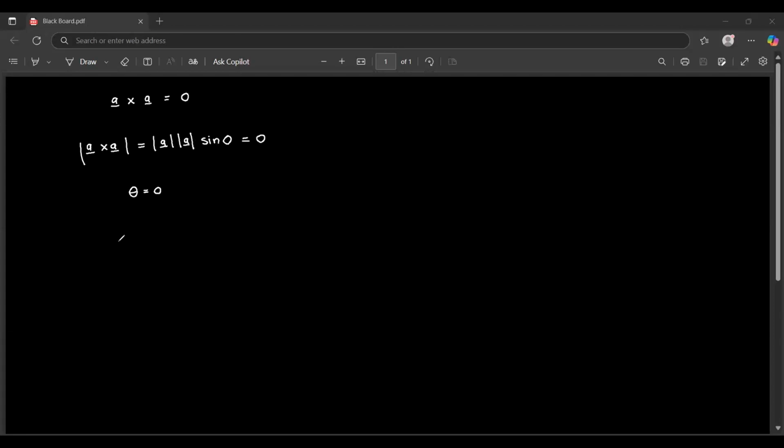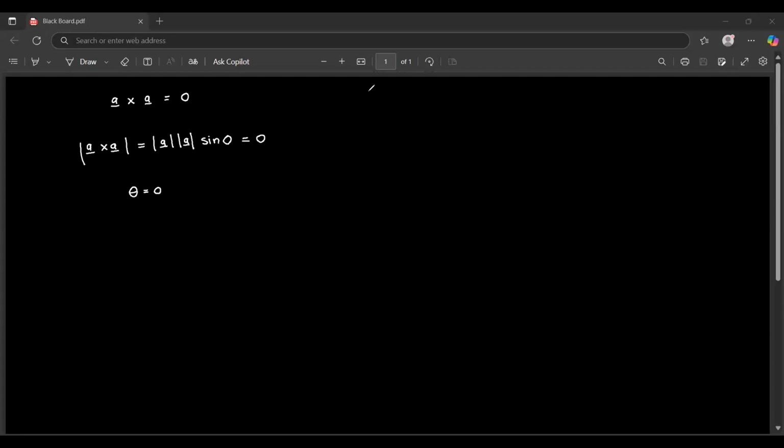So that's why we can say A cross A is equal to 0. This is the first observation that we can make. When theta is equal to 0, if the angle between the vectors is equal to 0, we can say the magnitude of the vector product is also equal to 0.